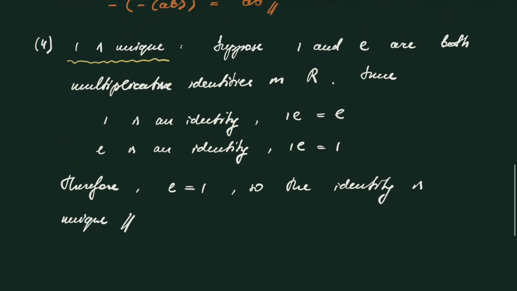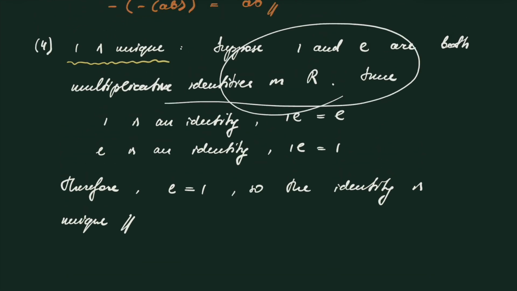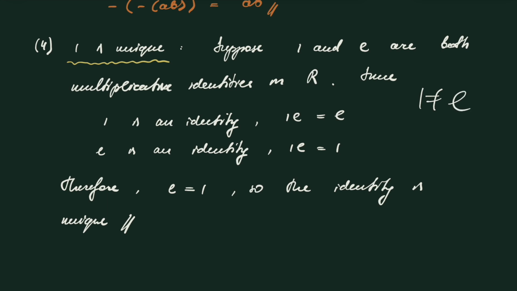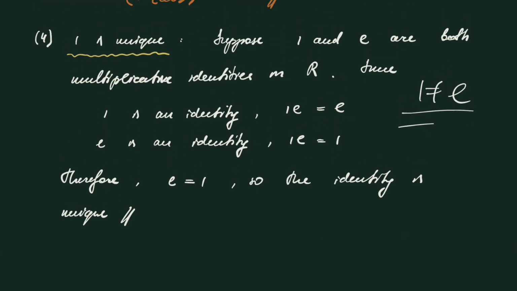Or, like I said first of all, we can arrive at a contradiction. You might suppose that they are both identities, but that one is not equal to E, that they are different identities. Then you follow the same procedure, and we arrive at the fact that E is equal to 1, but since we assumed that 1 is not equal to E, we arrive at a contradiction, so the identity must be unique. These are basically the same facts. I went this way, but you might show this in another way that I described.